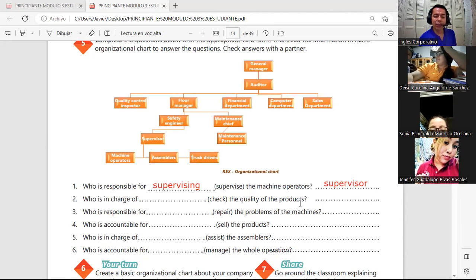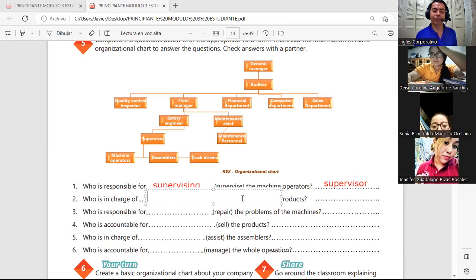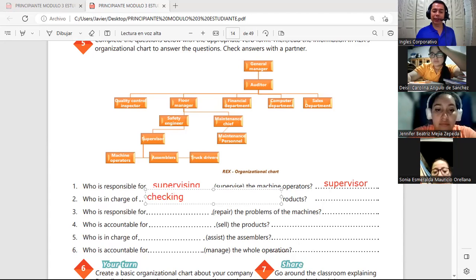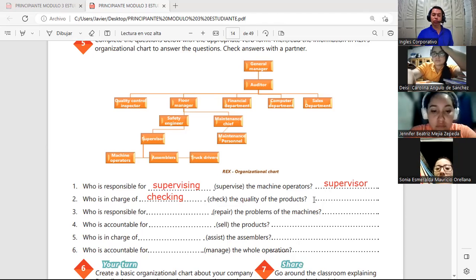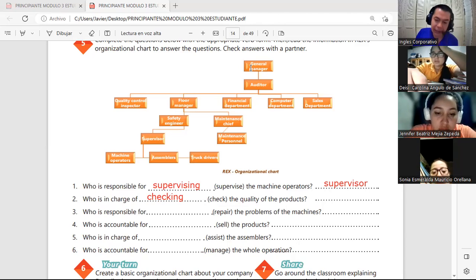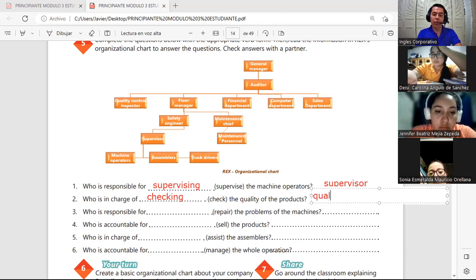Number two, who is in charge of what? Checking, my goodness. Checking. Very good. Remember, after a preposition, we have a gerund, right? Or ing form. Who is in charge of checking the quality of the products? Quality control inspector. The quality control inspector.